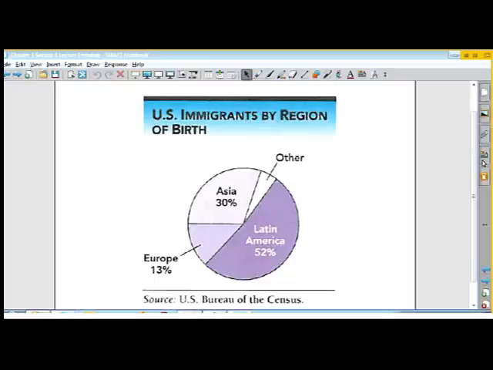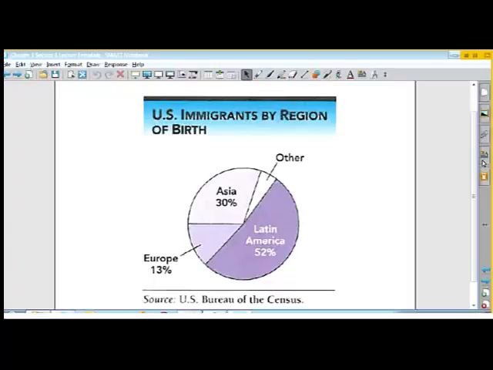So here's, as a review, different kinds of graphs. This is a pie chart, and you can see there's a title. The total circle represents all of the possible occurrences of whatever they're looking at, which in this case is immigrants by region of birth, which actually has some relevance right now. I'm one of those guys.